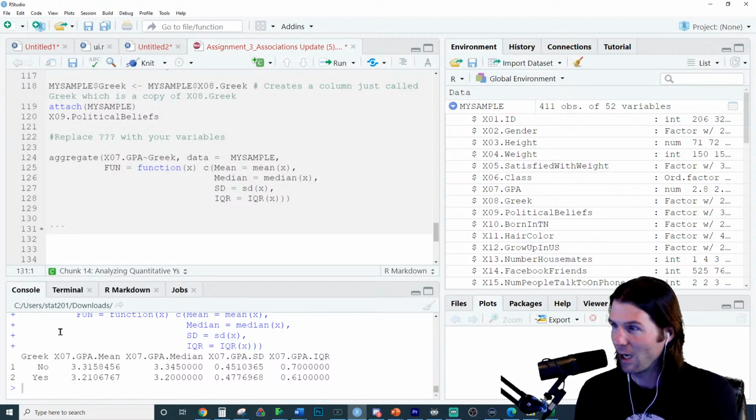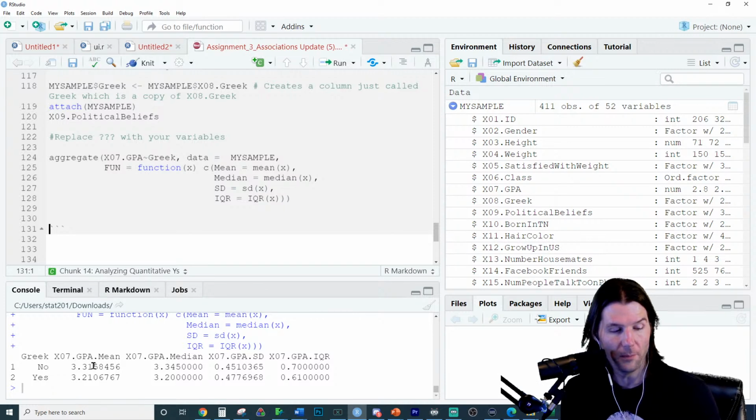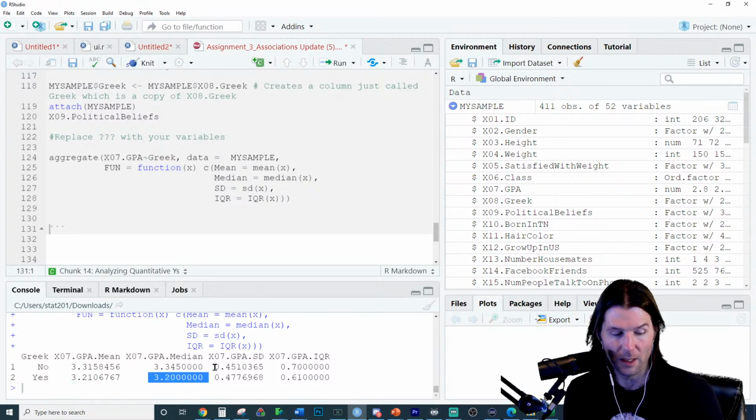Now, there's something I've been helping people do because here's the table. Does this make sense, Macy? Great job, Mubarak, right there. Does this make sense what this table is showing you? It's showing you the mean GPA for people not in Greek life, the mean GPA for people in Greek life, the median GPA for people in Greek life, the standard deviation in not Greek life, the standard deviation in Greek life.